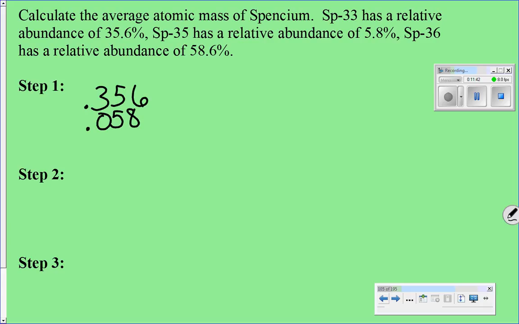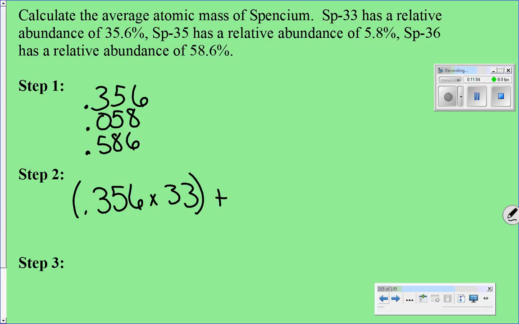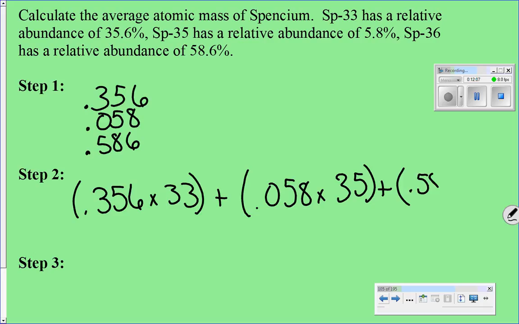Be very careful when you have single numbers there. You're moving the decimal twice, remember. In step 2, I'm going to multiply these. So first I'm doing 0.356 times 33. That's the abundance for that particular isotope. I'm going to add that to 0.058 times my abundance of 35. And last but not least, 0.586 times 36.